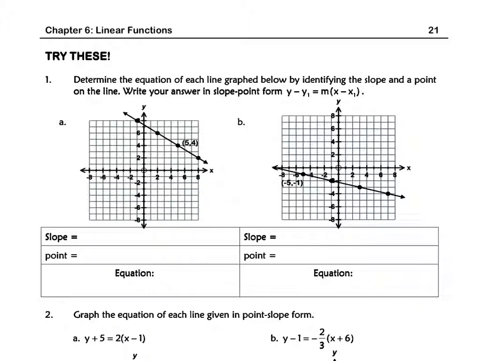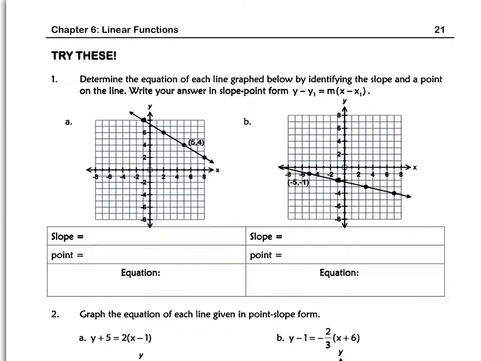Question 1. Determine the equation of each line graph below by identifying the slope and a point on the line. Write your answer in slope point form. So we're going to use the point that's given there, because if we don't, then we'll all have different answers. Because this formula depends on which point you use, you may not get the same answer as somebody else in the class if you didn't use the same point that they used. So we're going to use the one where the coordinates are given right here.